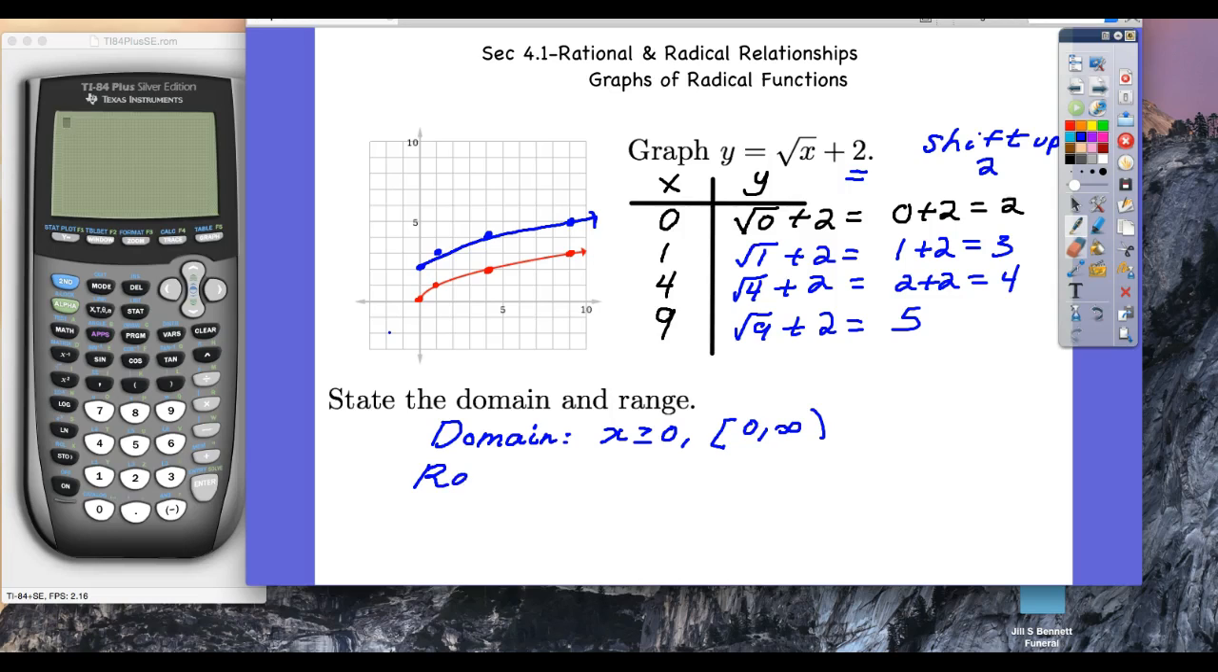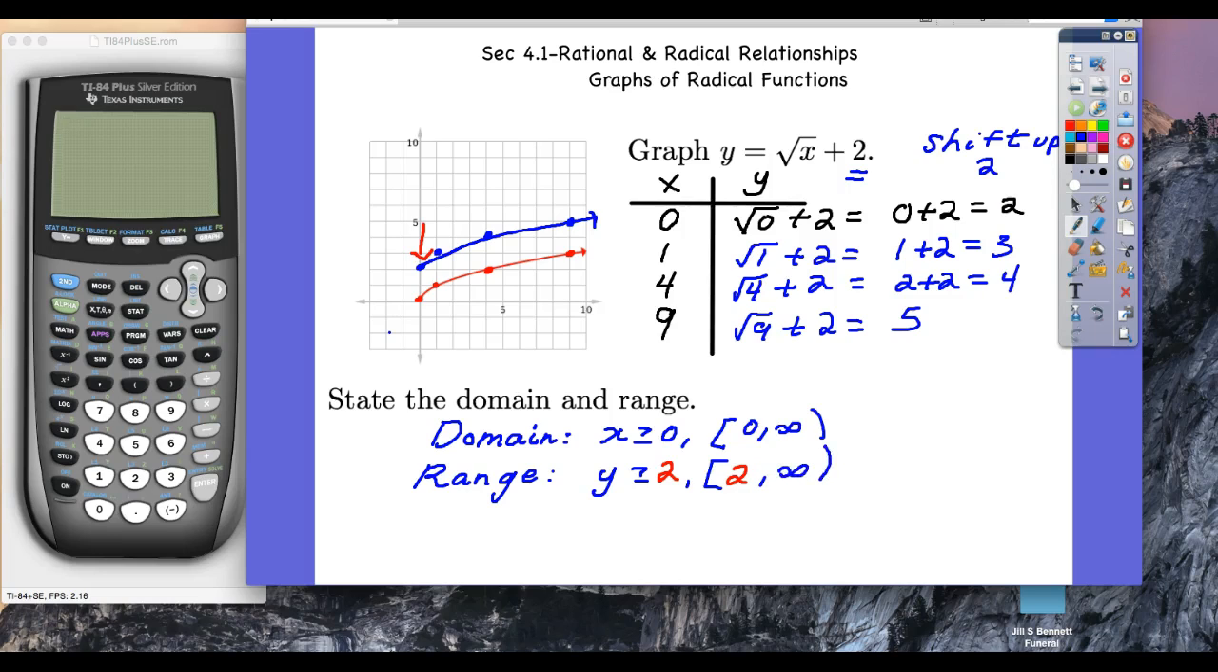Here's where it changes. The range is going to change from the parent function because I have shifted the graph up 2 units. My lowest y value now is not 0, it is right there, at that vertex. So y has to be greater than or equal to 2. And you can write that in interval notation as 2 to infinity. And there you go, there's the domain and range.